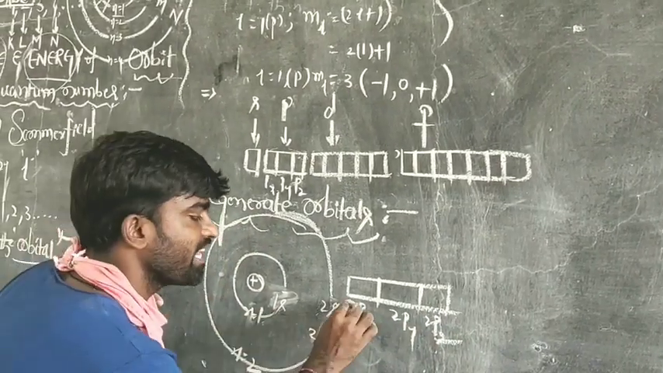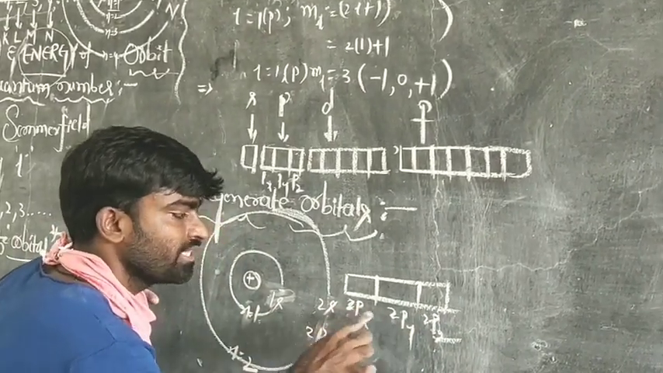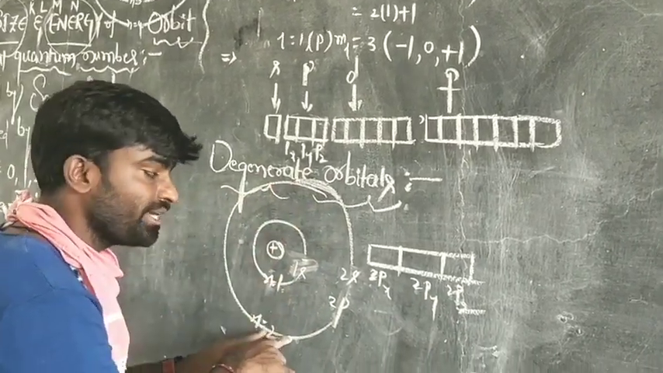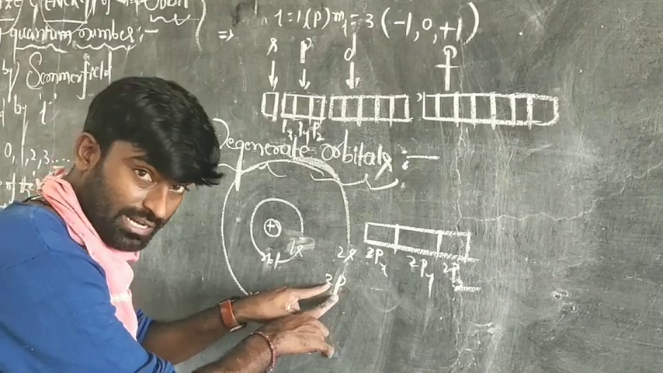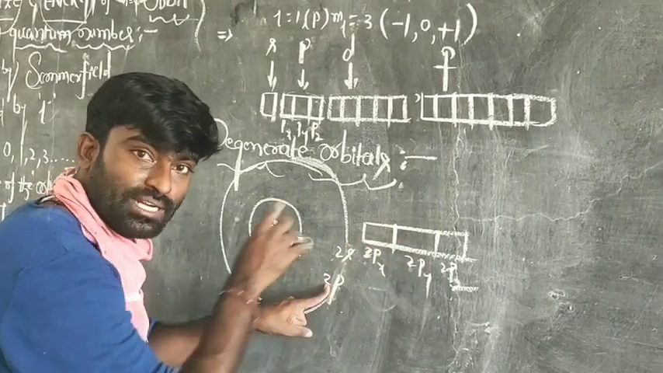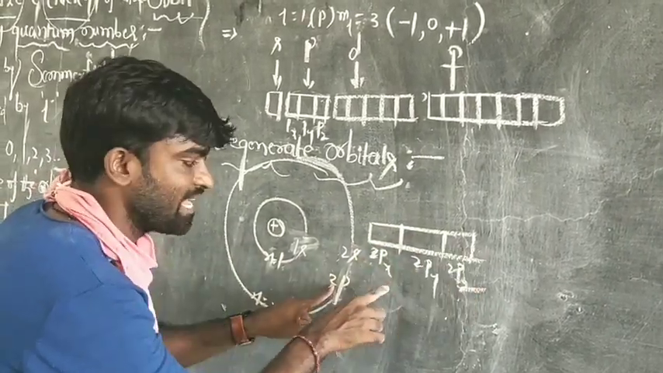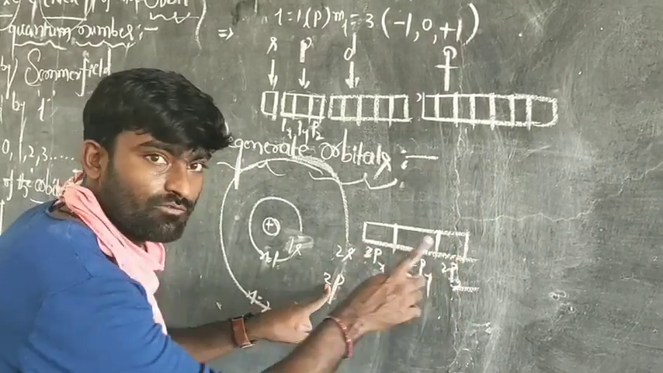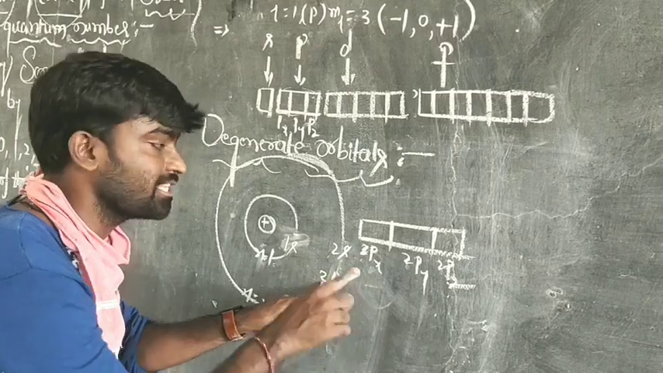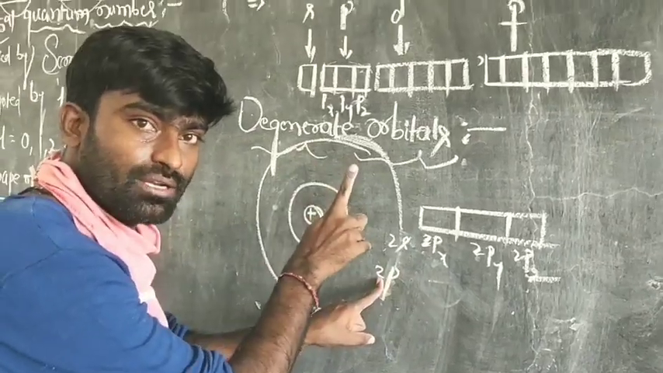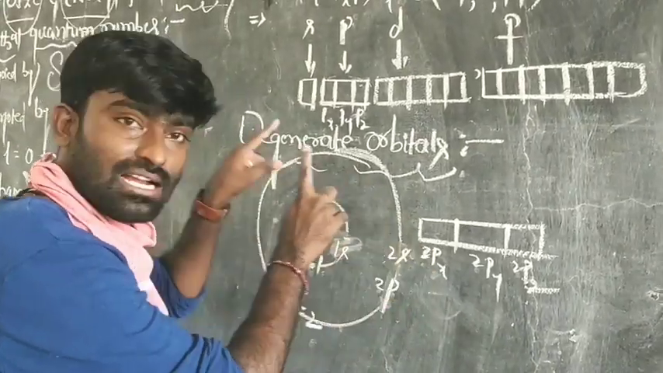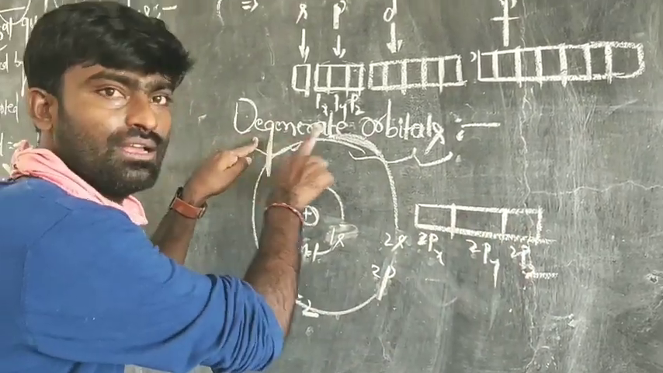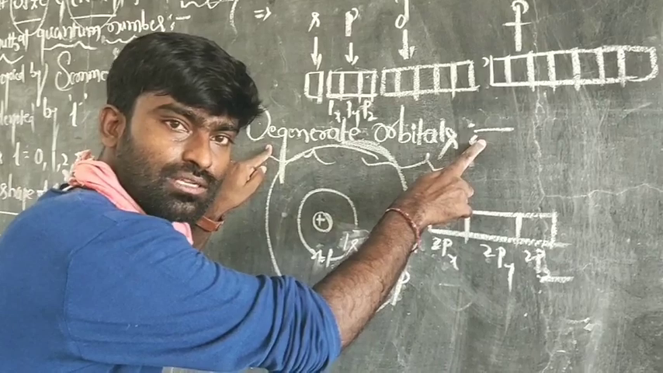Here you should be very careful about the number 2. This 2 indicates the second orbit. The p orbital starts from the second orbit and comprises 3 subshells, px, py, pz. These 3 subshells will have the same energy as they are present in the second orbit. So the orbitals which are present in a particular orbit and have the same energy are called degenerate orbitals.